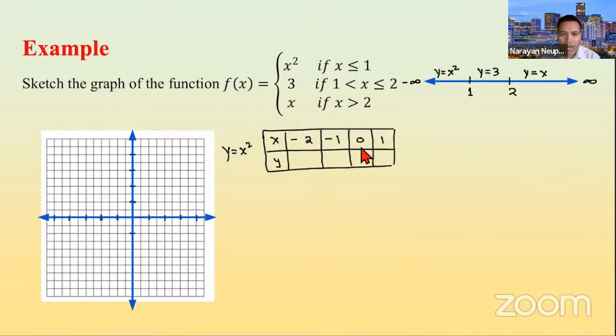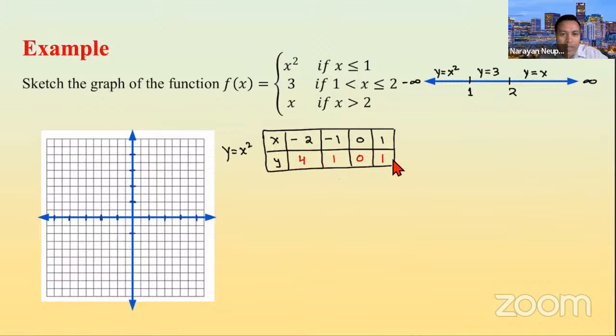You can see I have taken 1, 0, -1, -2. Those are the values less than 1. Now, if you want to find the y values for that function at these different x values, then say if you plug in -2, -2 squared will be 4. If you plug in -1, -1 squared is 1. If you plug in 0, 0 squared is 0. Similarly, if you plug in 1, 1 squared is also 1. So those are the values.